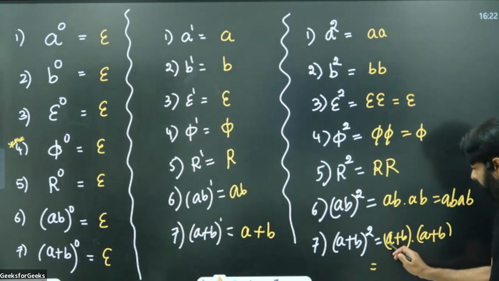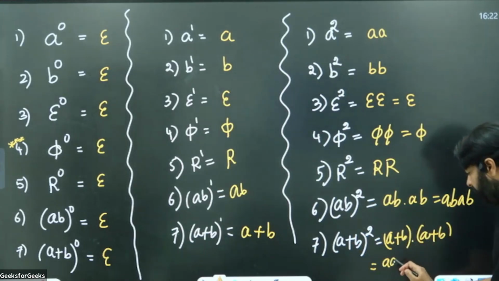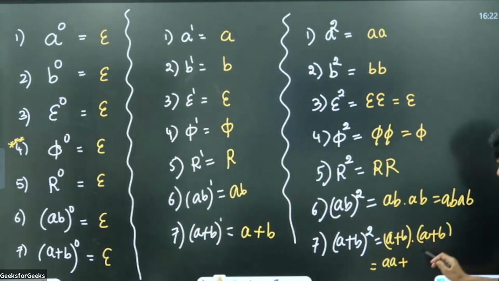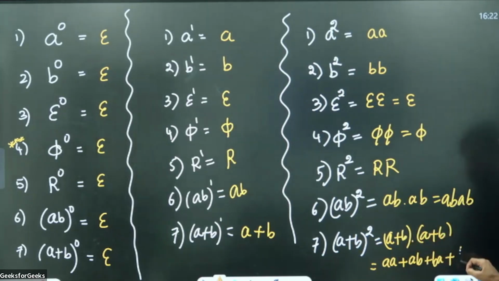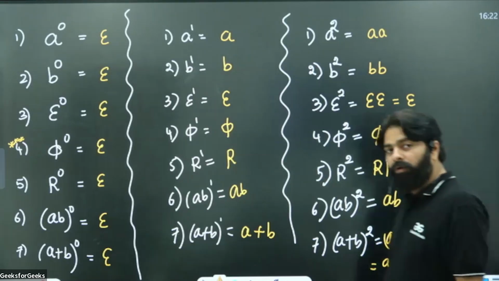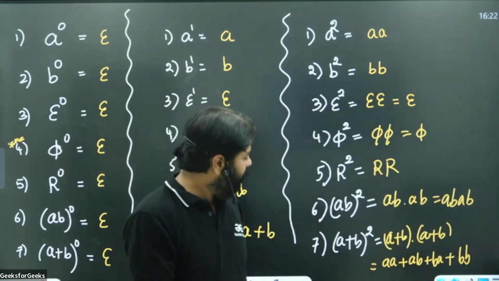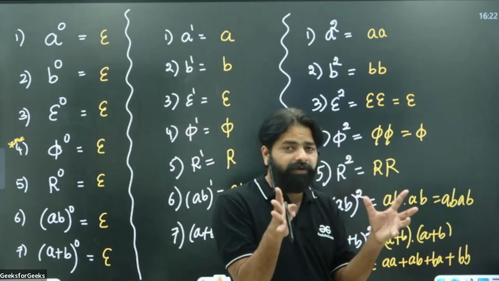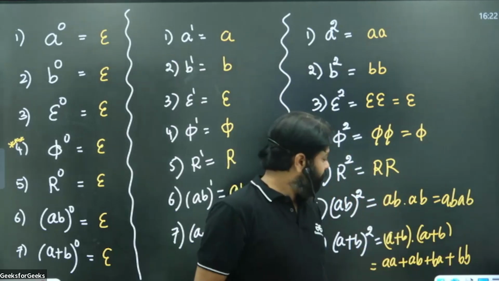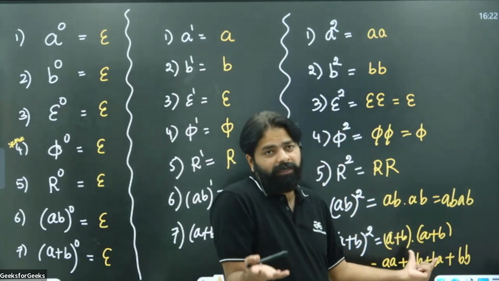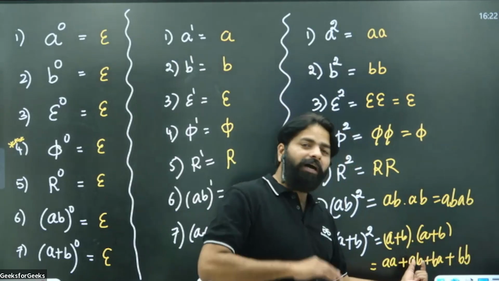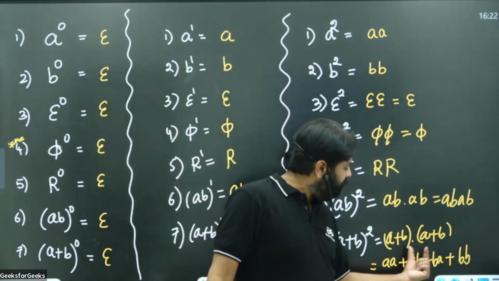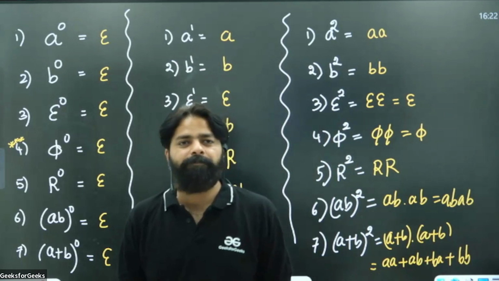What will you get? A dot A, double A comes. A dot B, AB comes. B dot A, BA comes. Plus B dot B, double B comes. Is that clear? Don't write A square plus B square plus 2AB. Here AB and BA both are different. Got my point? If both were the same, then you could have got the same answer, A square, B square, 2AB. Here the order is very important in the string. That's why these two are two different strings.